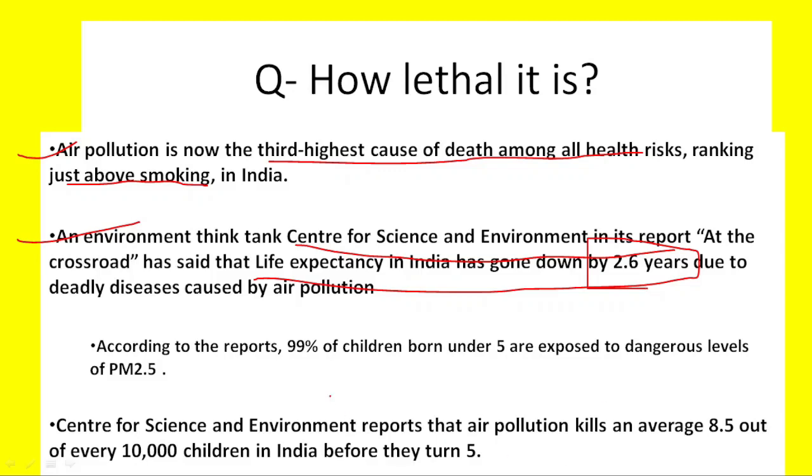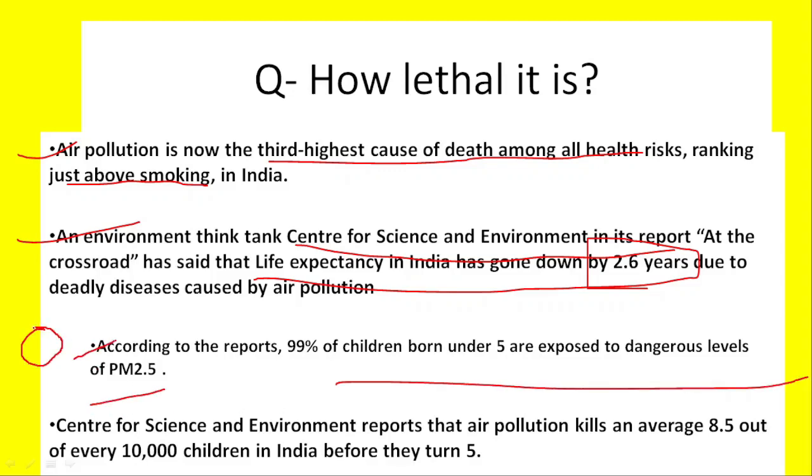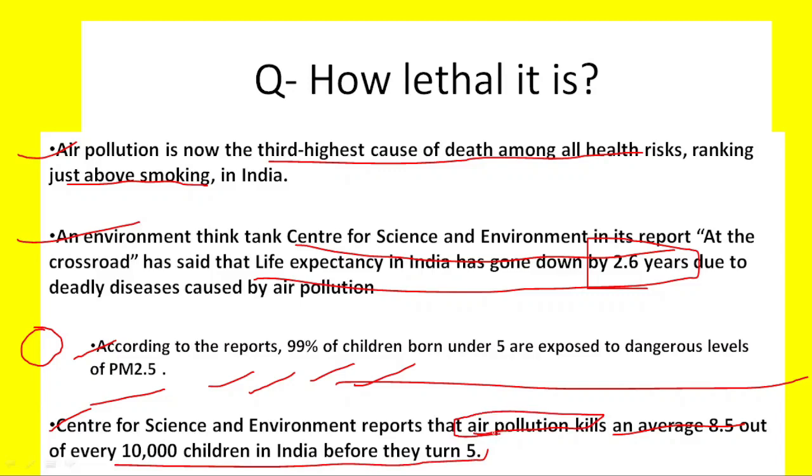Children under 5 are exposed to dangerous levels of PM2.5. In the Delhi NCR region, children under 5 are getting exposed to high levels of pollutants. It can clog their lungs, their bronchioles, alveoli; they are having asthma and a number of other problems. We can understand that an average of 8.5 out of 10,000 children in India die before they turn 5. It is killing children at a very fast rate. And air pollution is also a cause of non-communicable disease related deaths in India.